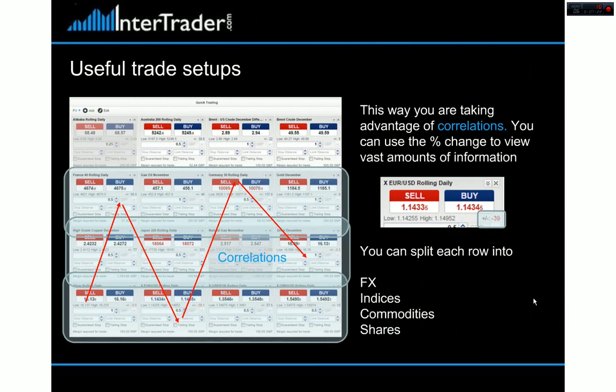So again, correlation. What you're looking for in this top right hand corner is how the euro dollar is down, so other products against the euro might be going up. Or looking for the FX indices, commodities, different shares, whatever you've got in your quick trading view. It's a way of looking at what can be useful or not.